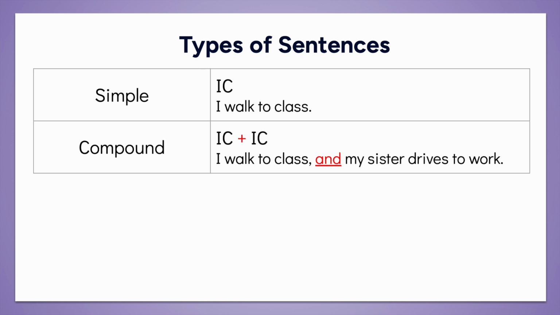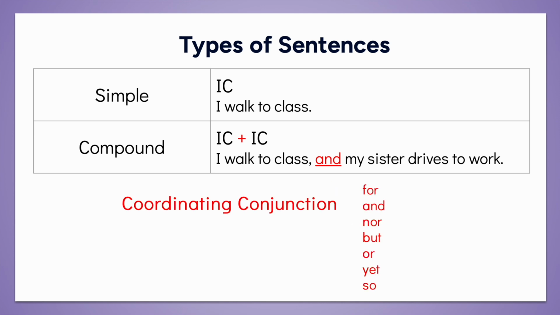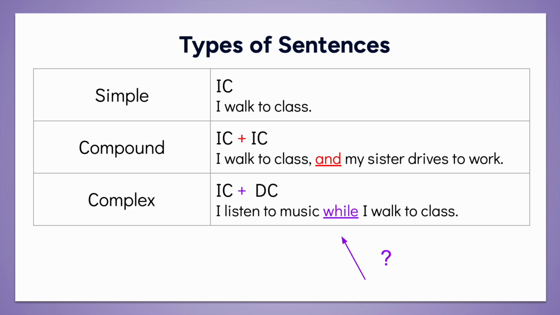If you put 2 independent clauses together, it becomes a compound sentence. I walk to class and my sister drives to work. Notice this word, and. This is a coordinating conjunction that connects the 2 clauses. Coordinating conjunctions include for, and, nor, but, or, yet, so. And a simple acronym to remember them is FANBOYS. Remember that you always need to have one of these FANBOYS in between 2 independent clauses to create a compound sentence. Complex sentences have 1 independent clause and 1 dependent clause.